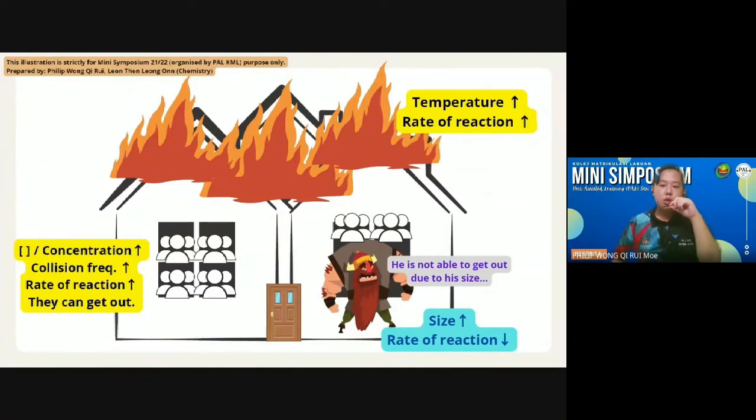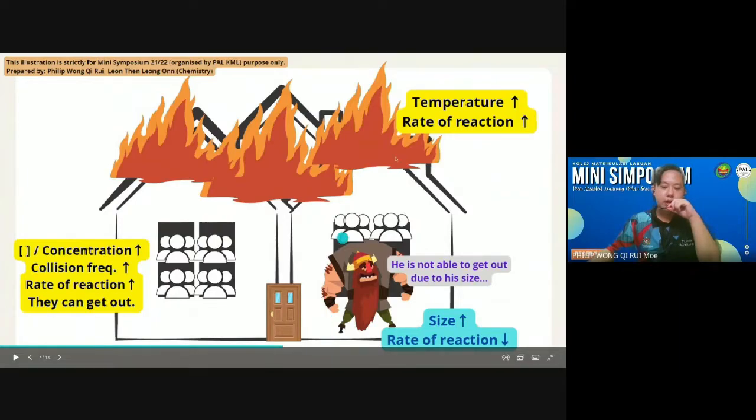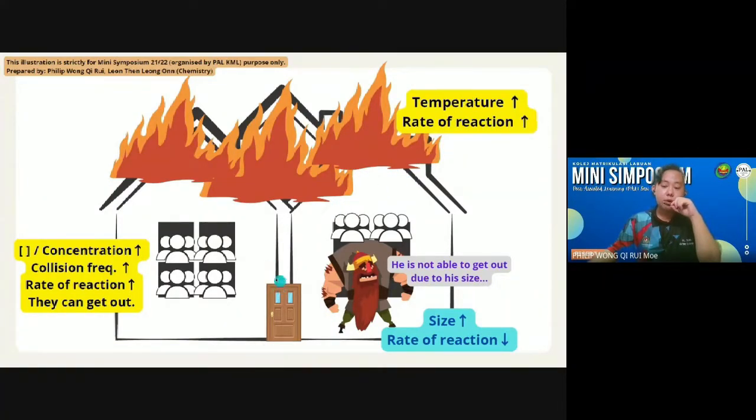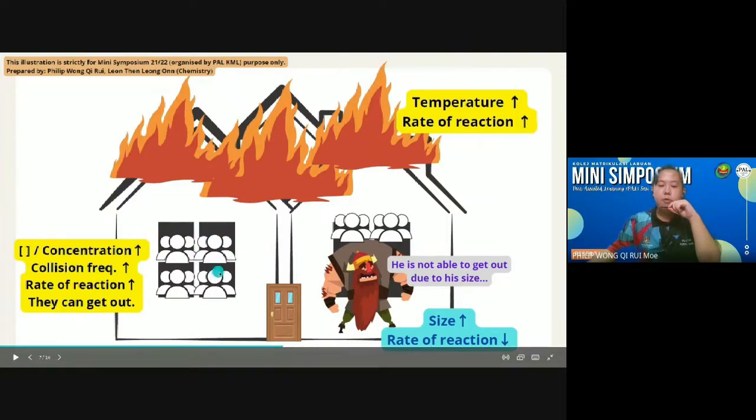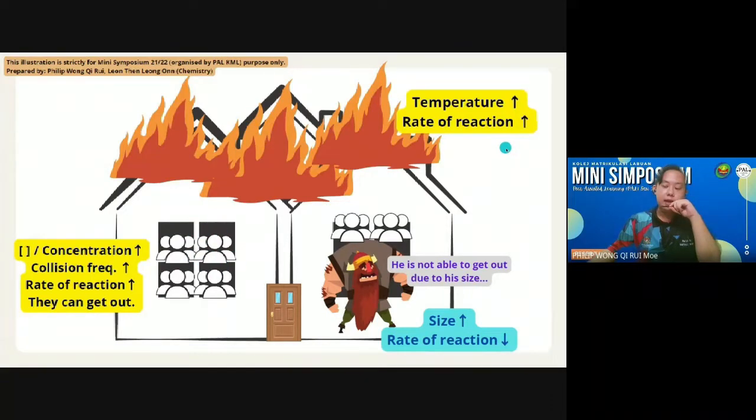It's because people are trying to get out of the house through this small door, and people are trying to get out due to high temperature. Thus, rate of reaction increases. We are thinking of this door as the activation energy. So if temperature increases, more people are getting out, meaning more particles are achieving the activation energy so that they can achieve effective collision. So that's the first factor, increasing temperature.